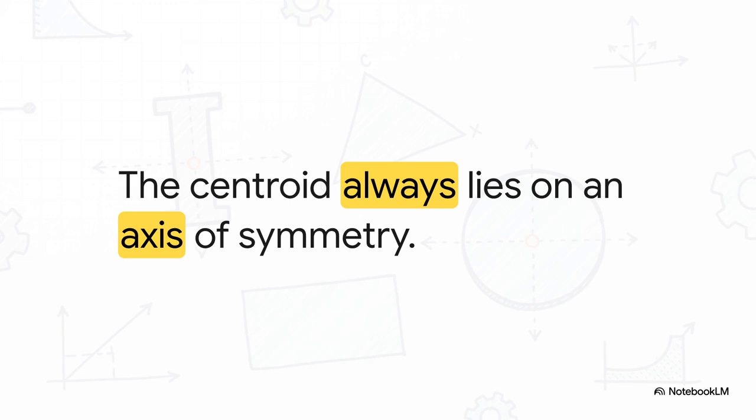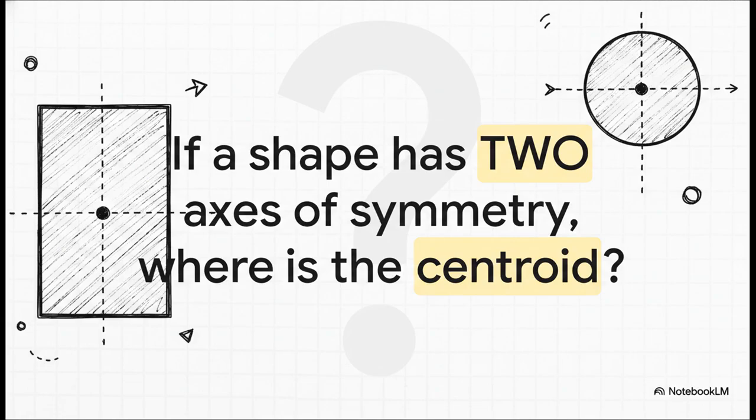Now, here's the very first rule you need to burn into your memory. It's a big one. If a shape has an axis of symmetry, a line where you could fold it in half and the two sides would match up perfectly, then the centroid must lie somewhere on that line. It has no choice. Take a basic rectangle. You can draw a line right down the middle, vertically. That's an axis of symmetry. So we know for a fact the centroid is somewhere on that line.